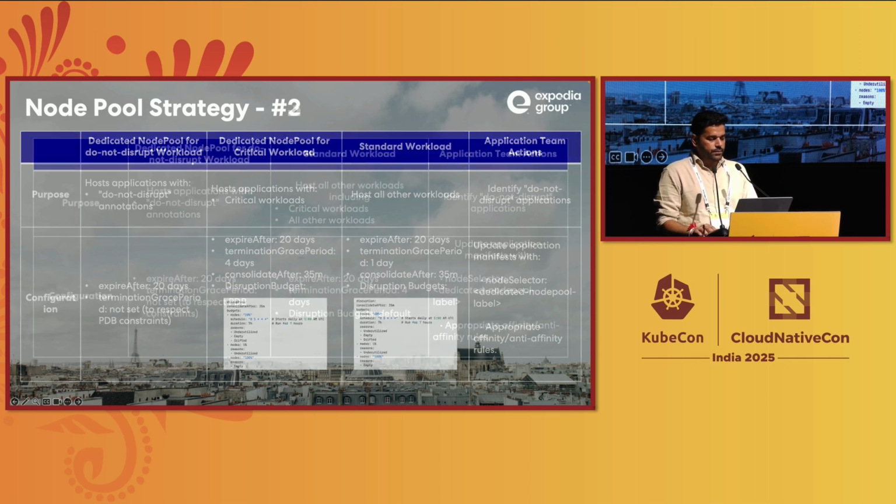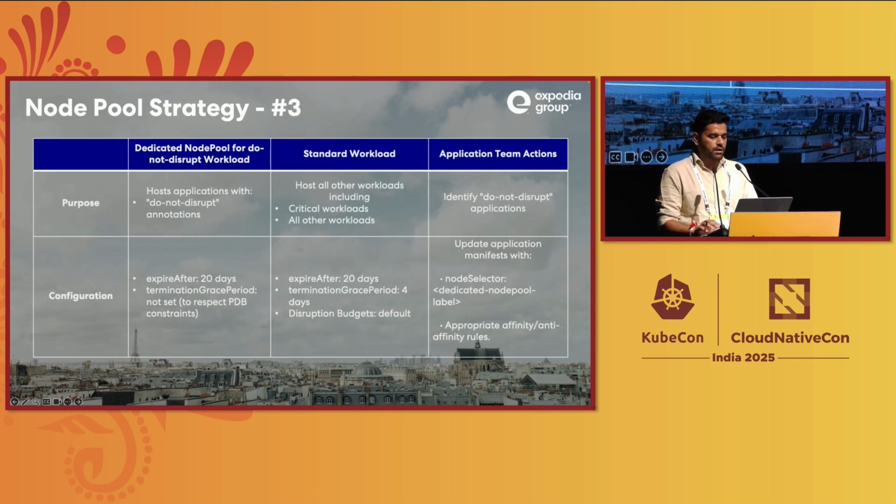Then we have our last, the third node pool strategy, a more simplified model compared to the second one. So it has two different node pools. One is a dedicated node pool for the do-not-disturb workload. This pool is used exclusively for the workload marked with the do-not-disturb annotation.